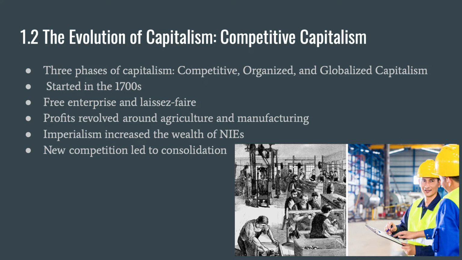In the early years of this phase, profits revolved around agriculture and manufacturing and not as much handicraft. The wealth of NIEs, newly industrializing economies, increased as a result of manufacturing and imperialism, which guaranteed markets for manufactured goods and supplies of raw materials, greatly solidifying their shared wealth. In competitive capitalism, the new competition led to consolidation. Consequently, some businesses prospered, but the less adept businesses became captivated by those successful counterparts.